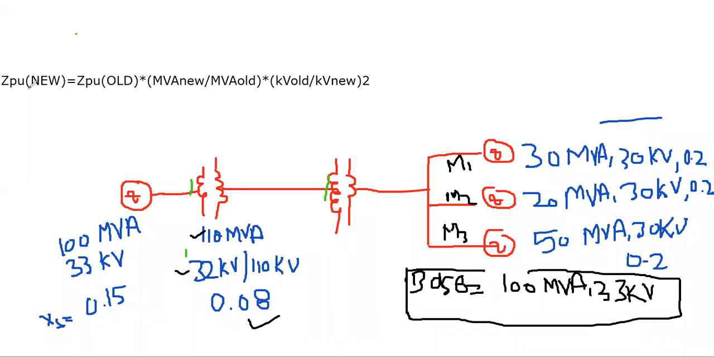the formula is Z per unit new is Z per unit old into MVA new upon MVA old into kV old upon kV new, the whole square. Okay, this is whole square. So this formula is well known to us. We have discussed this formula.